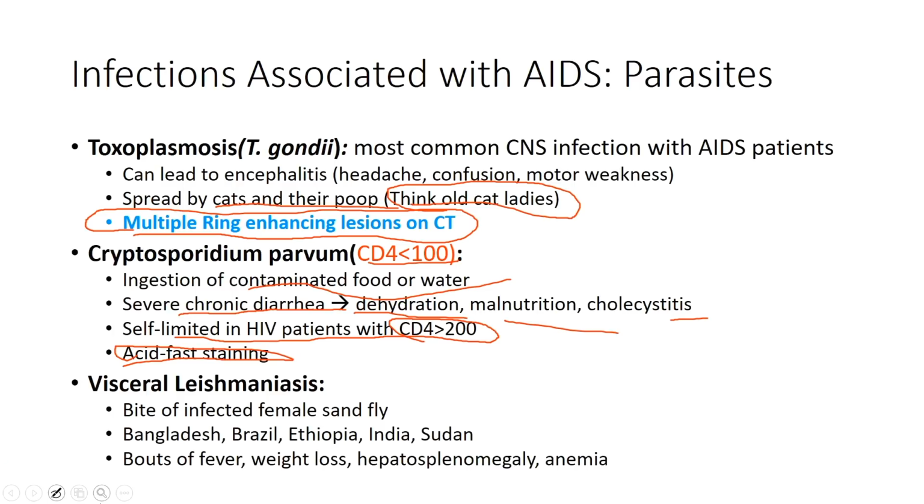Another guy we talked about in our multi-systems and our skin is leishmaniasis, and it's often associated with the visceral type in AIDS patients. And remember, that's with the sandflies. The sandflies out in the desert, and they're on leashes. It's a leash mania. Oh my gosh. Okay, usually find this in Bangladesh and Brazil, Ethiopia, India, Sudan, those places. You'll have pretty much all these symptoms down here, including hepatosplenomegaly and anemia.